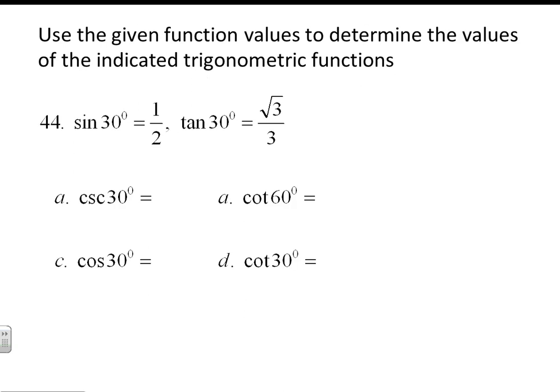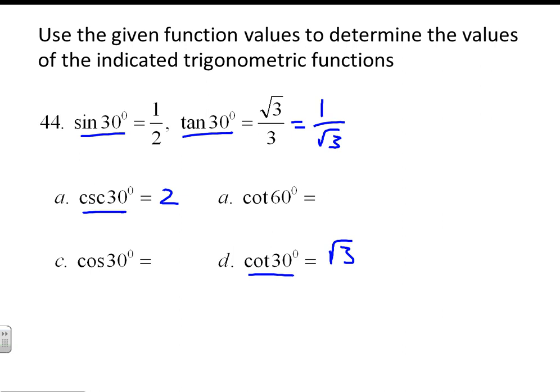Use the given function values to determine the values of the indicated trig functions. All right. Well, if they tell me sine of 30, I'm hoping somewhere they're asking me about cosecant of 30. Reciprocal. If they tell me tangent of 30, somewhere I hope they're asking for cotangent of 30. They are. This is the rationalized version of 1 on root 3. So cotangent of 30 is root 3 on 1.